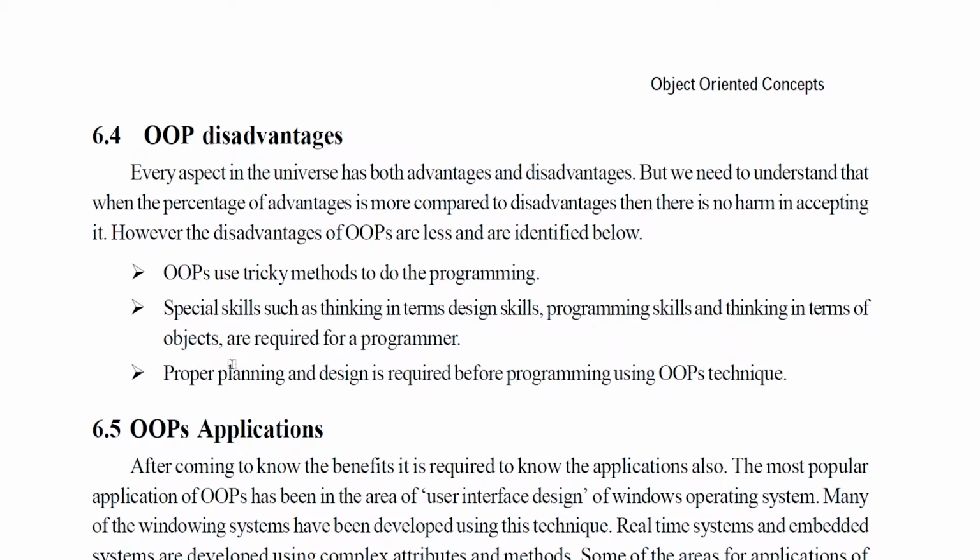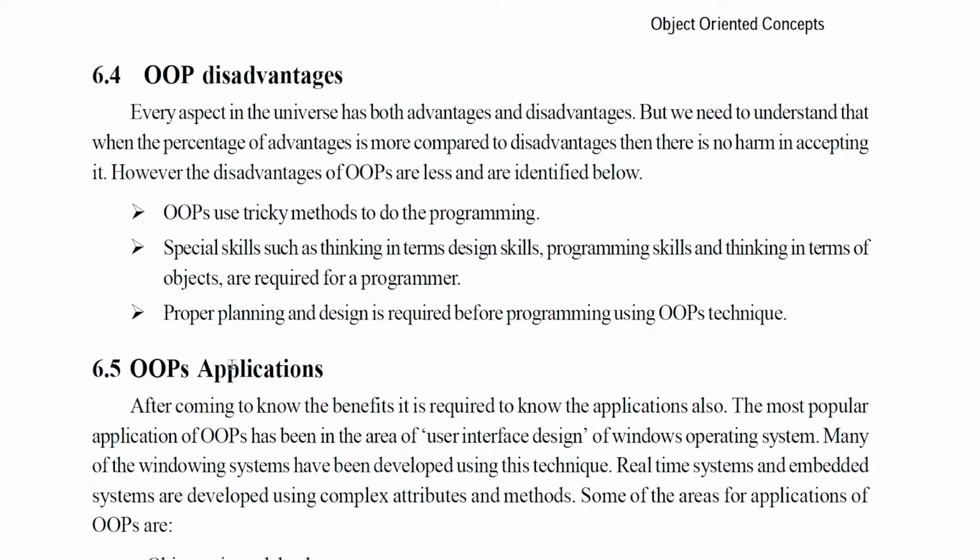There are some disadvantages of object-oriented programming. Let us learn what they are. Every aspect in the universe has both advantages and disadvantages. But when the advantages are more than the disadvantages, there is no harm in accepting it. In real life, whenever we make decisions, there is a positive and a negative, and our decision will be more towards the positive. When there is more positive, we accept and use it.